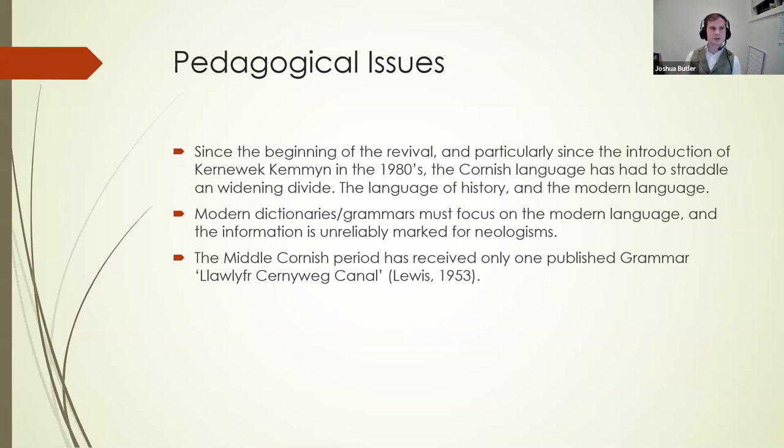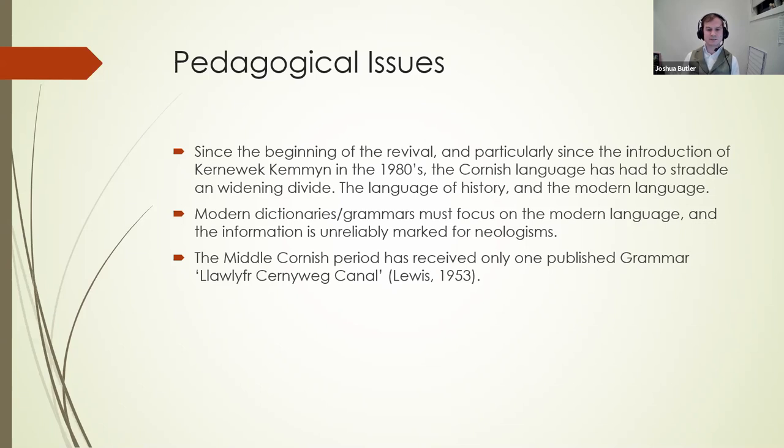There are some pedagogical issues that I've identified and tried hard to work around, but they also affect the study of historical Cornish at all. Since the beginning of the revival, and particularly since the introduction of Kemmyn in the 80s, the Cornish language has had to straddle an ever-widening divide: the fixed language of its history and the evolving modern language. And this is not a bad thing. Nobody's arguing that we should be using unstandardized Middle Cornish spellings, but any standardization by its very nature is locking people out from being able to read these historical texts.